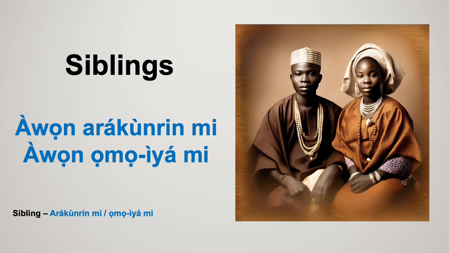There is no singular word that means sibling in Yoruba. You have to use combinations of words. So if you are talking about one single person, one sibling, that will be arákùnrin mi if he is a man, or arábìnrin mi if the person is a female, or generally ọmọ ìyá mi, which also means the child of my mom. So that's the way Yoruba describe sibling or siblings.